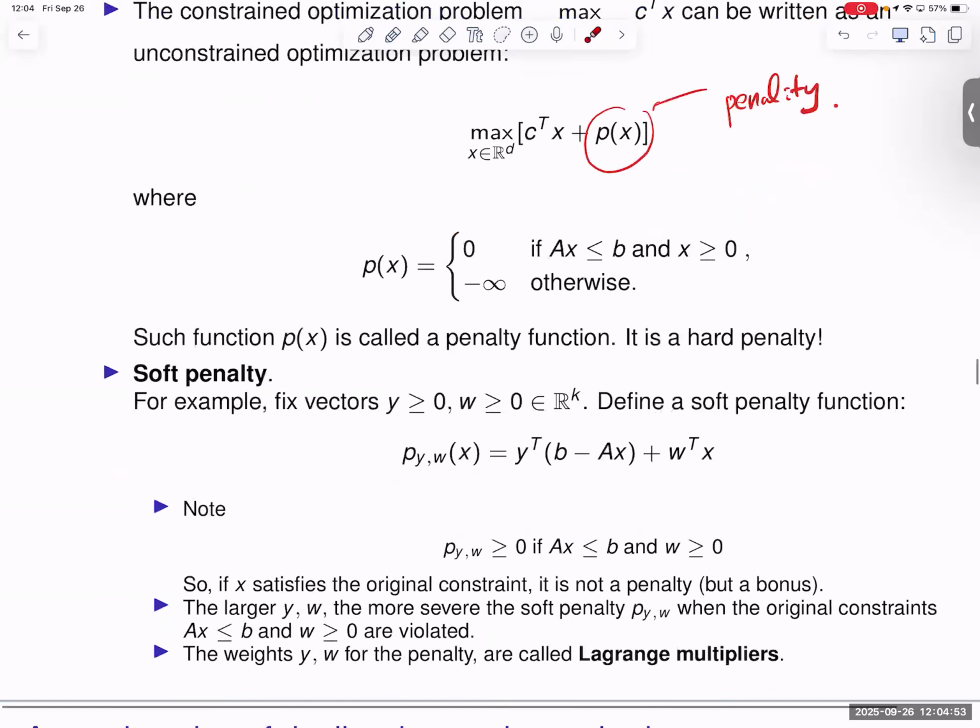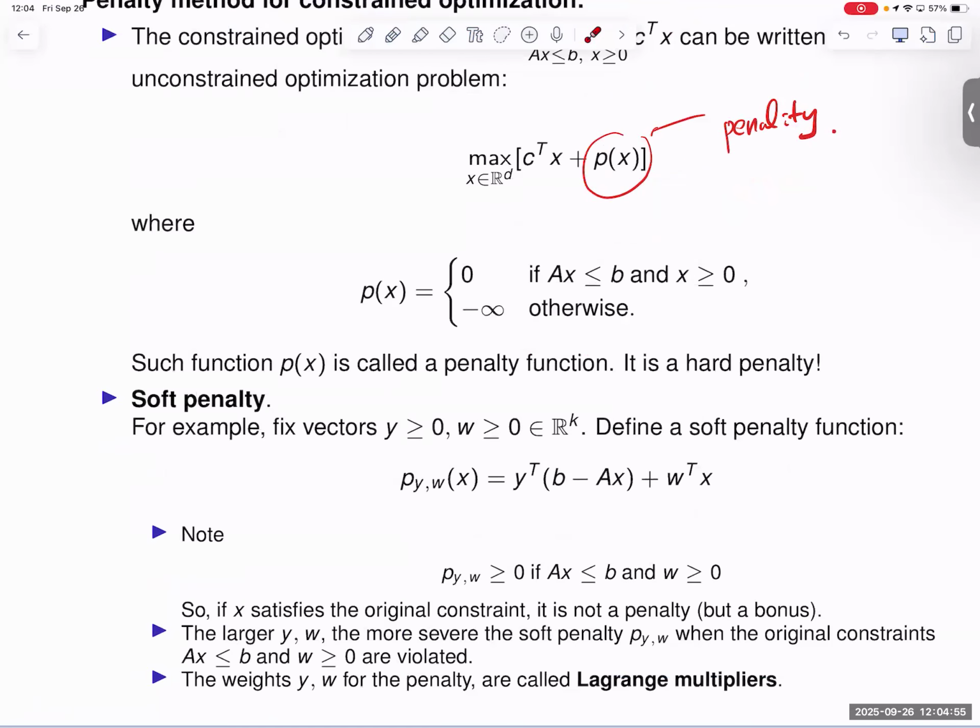So this is a soft penalty, but also it can be a reward if you satisfy the constraints. Okay, and here these coefficient vectors have a really important name. They are called Lagrange multipliers. Okay. Yeah, this is the Lagrange multiplier you learned in your calculus course. All right.